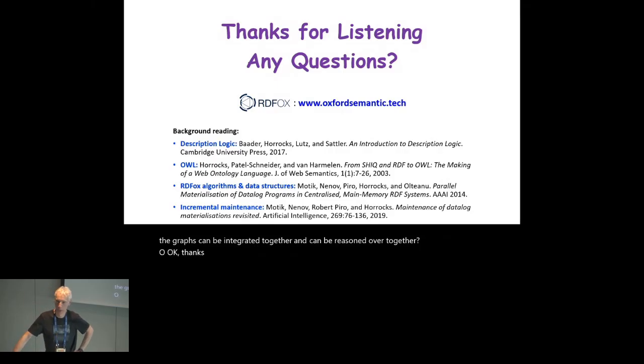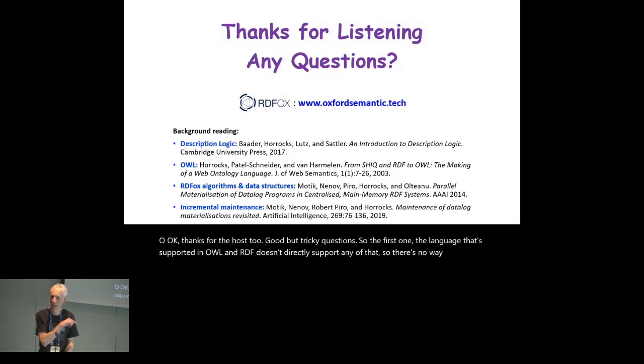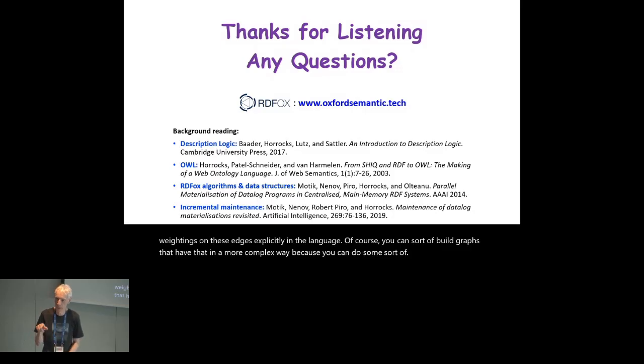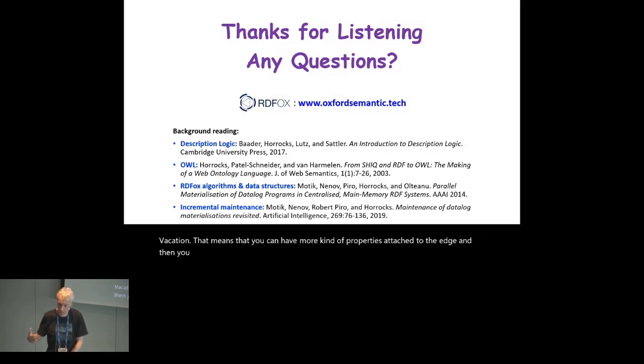Okay, thanks for those two good but tricky questions. For the first one, the language that's supported in OWL and RDF doesn't directly support any of that, so there's no way to add weightings on these edges explicitly in the language. Of course, you can build graphs that have that in a more complex way, because you can do some sort of reification that means you can have more properties attached to the edge, and then you can have rules which somehow reason about that. But it's a lot more DIY.